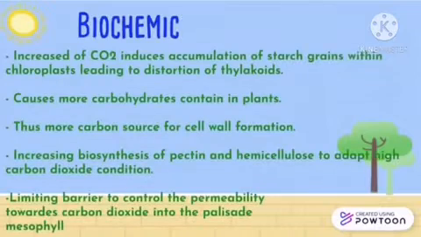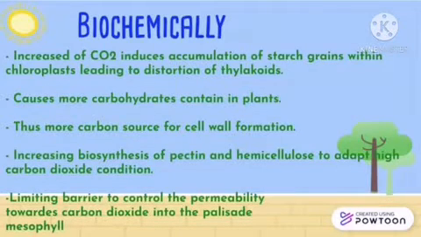After that, let's go to biochemical. Biochemical changes induce accumulation of starch grains within chloroplasts, leading to distortion of thylakoids. That is why there is increased biosynthesis of pectin and hemicellulose to adapt to the high carbon dioxide condition, which is able to limit the barrier to control the permeability of carbon dioxide into the palisade mesophyll. Thank you. Next, I'll pass to Mukris, the next presenter.